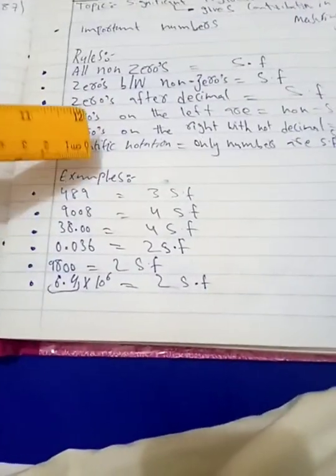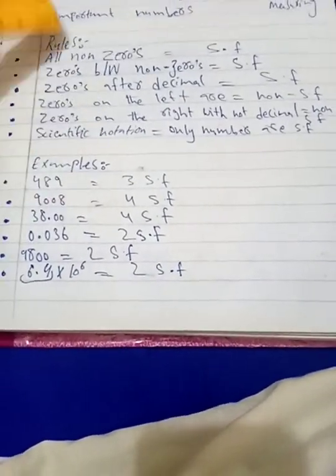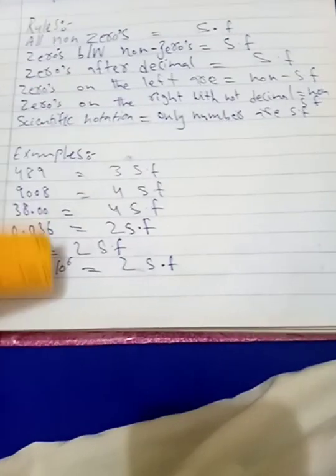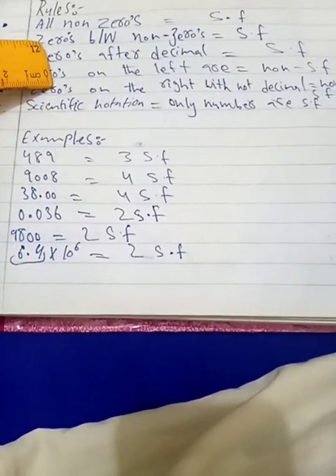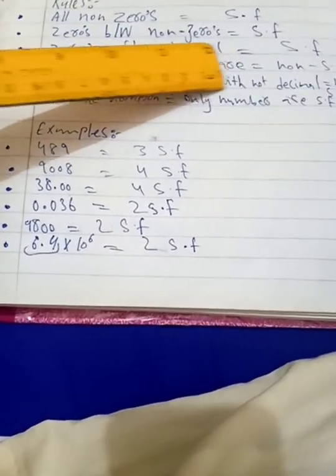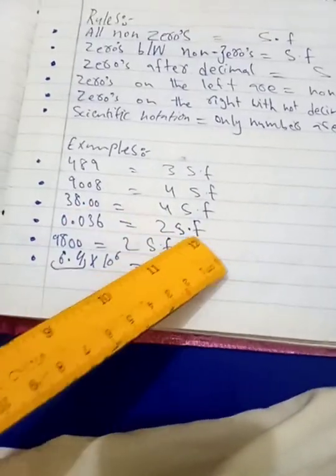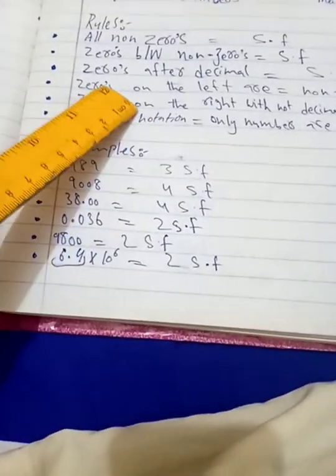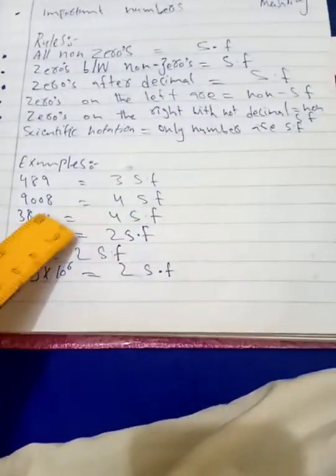So here we have the example 489. There are only non-zeros, so according to the first rule, there are 3 SF. And according to the second rule, there are 4 SF. This is the rule that zeros between non-zeros are SF. Okay, there are 4 SF, and according to the third rule, there are also 4 SF. This is the rule that zeros after the decimal are SF. So after the decimal, these zeros will also be counted in significant figures.